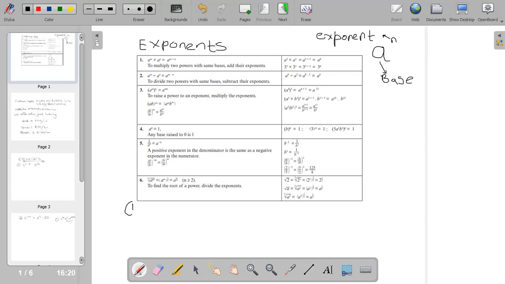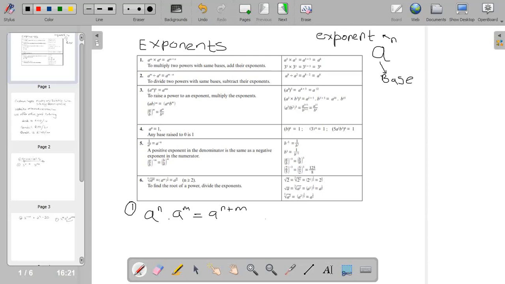Rule number 1 says that if we have a base of a, exponent n, multiplied by a base of a, exponent m, so if we have two bases that are the same and they multiply each other, we take one base and then add the exponents.